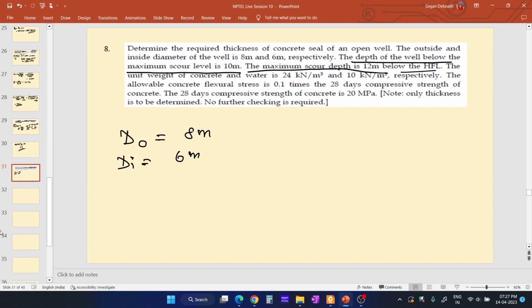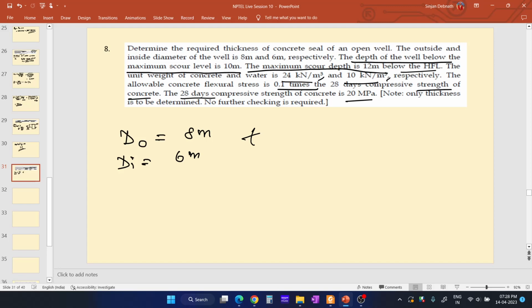and the unit weight of concrete and water is 24 kilonewton per meter cube and 10 kilonewton per meter cube respectively. So this is the unit weight of concrete and this is the unit weight of water. The allowable concrete flexural stress is 0.1 times the 28 days compressive strength of concrete. The 28 days compressive strength of concrete is 20 MPa. Only thickness is to be determined, no further checking is required. So we have been asked to determine only the thickness of the concrete seal.